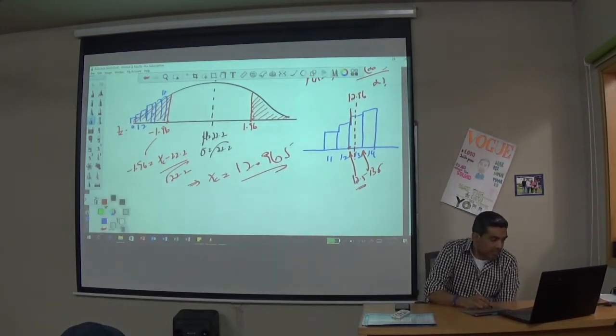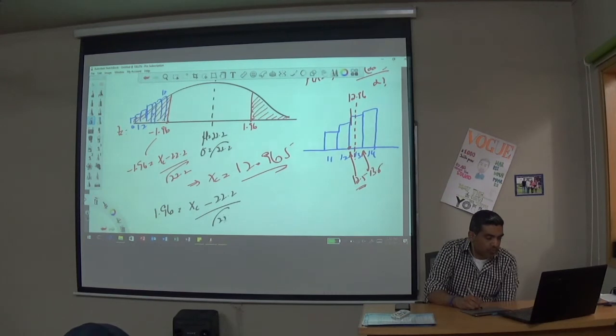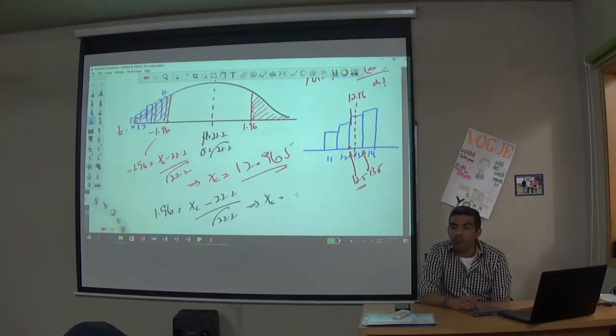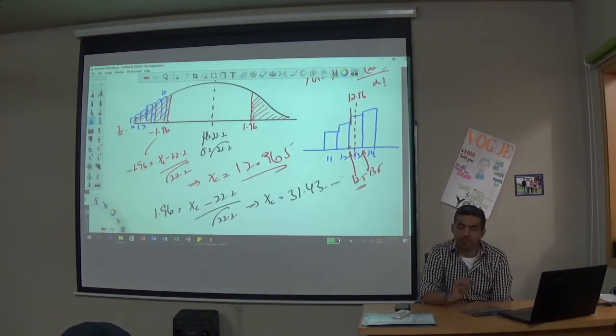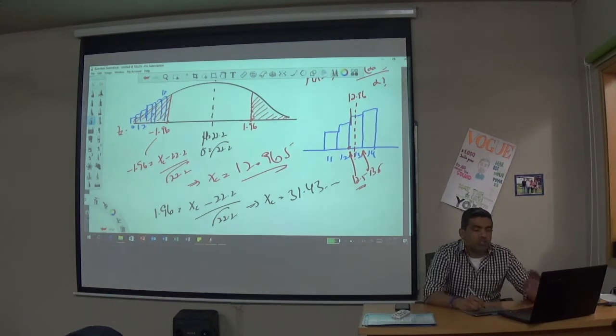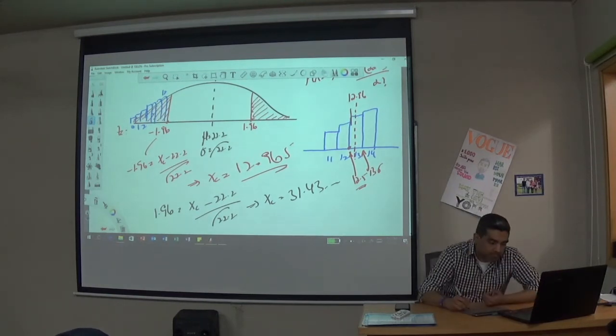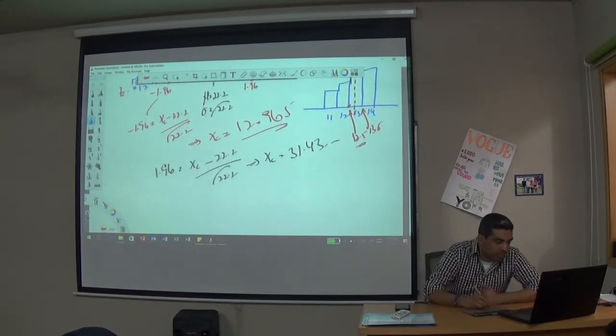So 1.96, if I take 1.96 = (x critical minus 22.2) upon root of 22.2, my x critical comes out to be 31 point, okay, 31.43 something. Alright. Now let's look at what is happening on the right side. Something like this is happening on the right side.